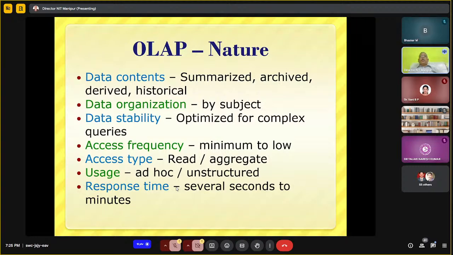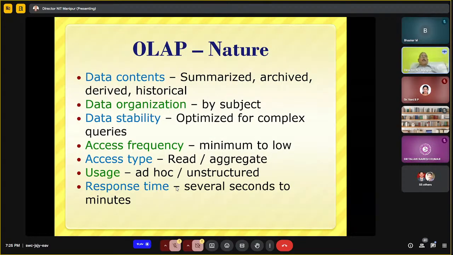Then frequency: how frequently you will access. The frequency is always very minimum to low, in the sense that you don't do an analysis every day. We do analysis once in a while, whereas day-to-day operations are performed every day, every second. Therefore, the access frequency is very minimum to low.